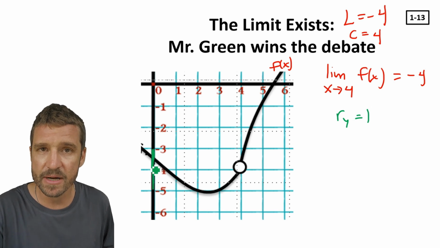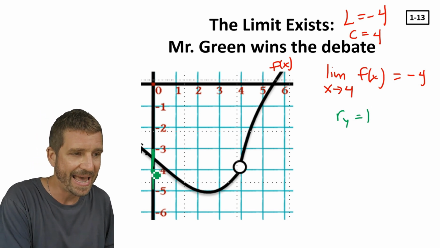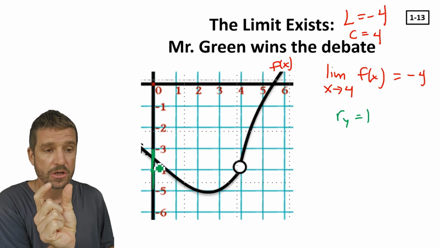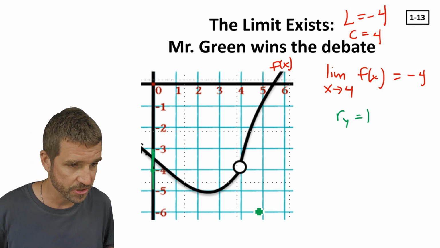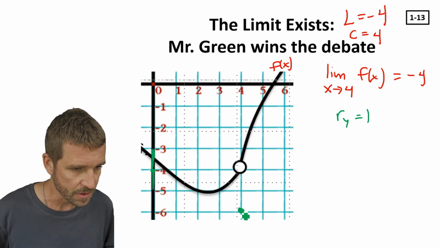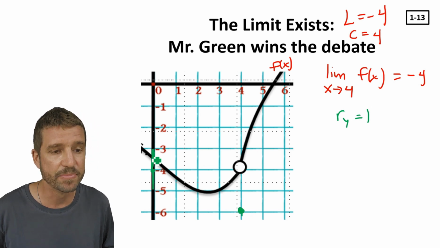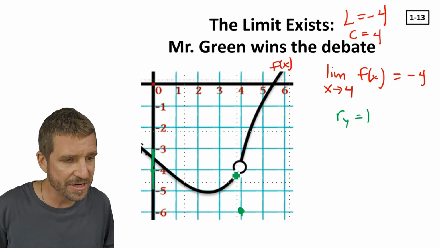So what Mr. Green must do is give an r sub x about c, which is 4, such that all of the x values correspond with y values in between -3 and -5, okay? And this is pretty easy to do.